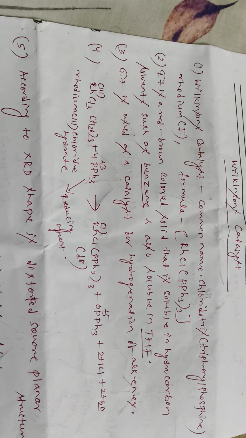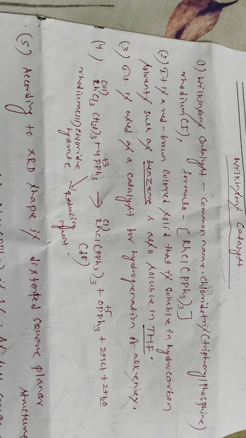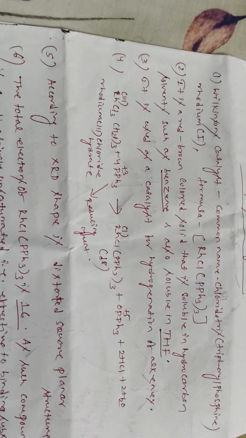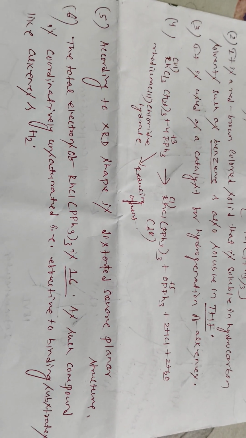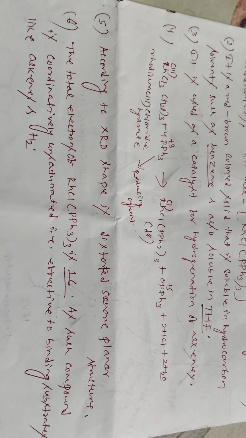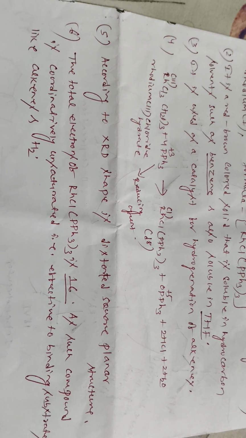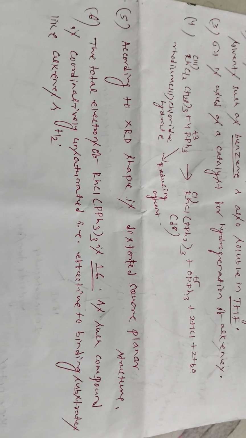According to XRD, the shape of the Wilkinson catalyst is a distorted square planar structure. If you look at the total number of electrons present in the Wilkinson catalyst, it is a 16-electron complex. That means it does not satisfy the 18-electron rule, so it is a coordinatively unsaturated complex. Hence, it will effectively bind with the substrate, that is, the alkene, as well as hydrogen.